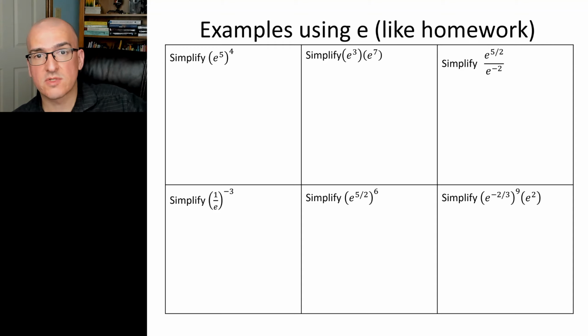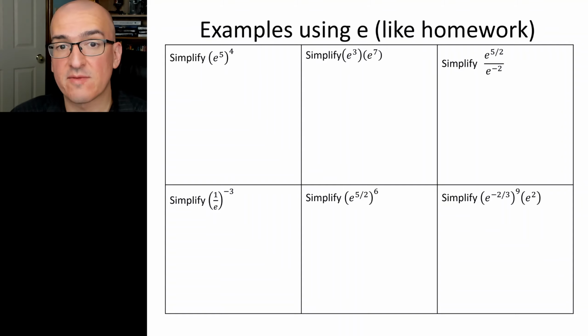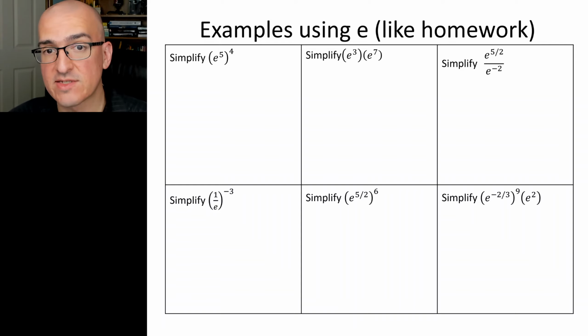Now, nuts and bolts. What's the homework look like for the section? It looks like this: using laws of exponents to simplify a number to a power. And the fact that the base here in all cases is E doesn't matter.